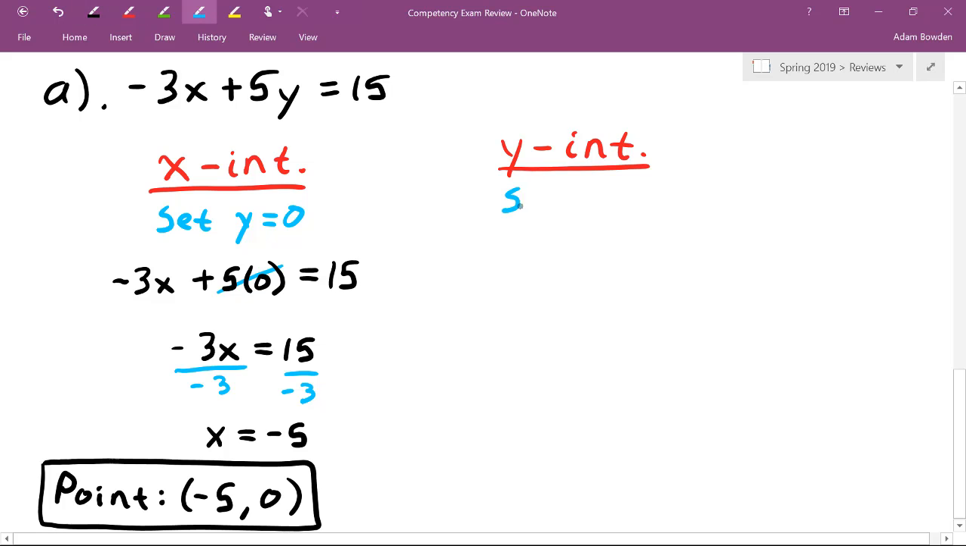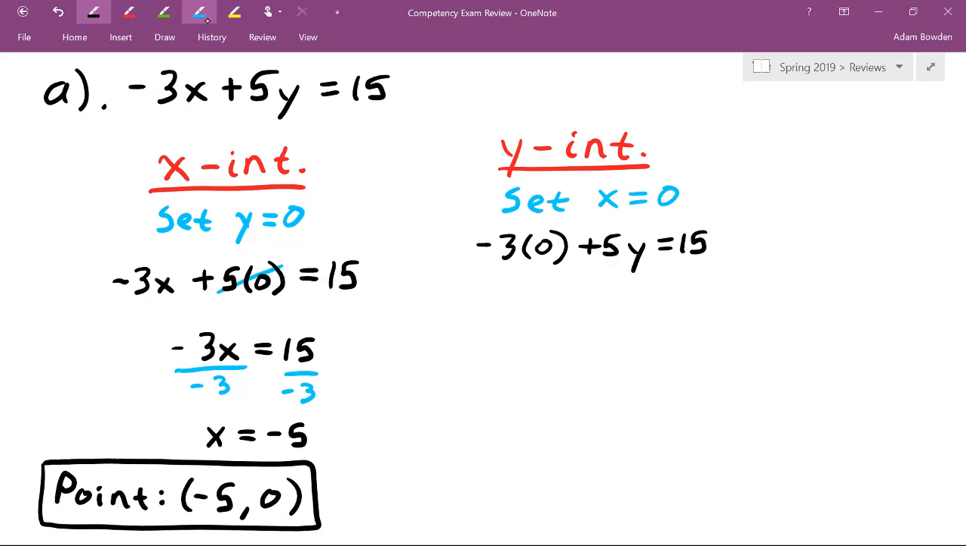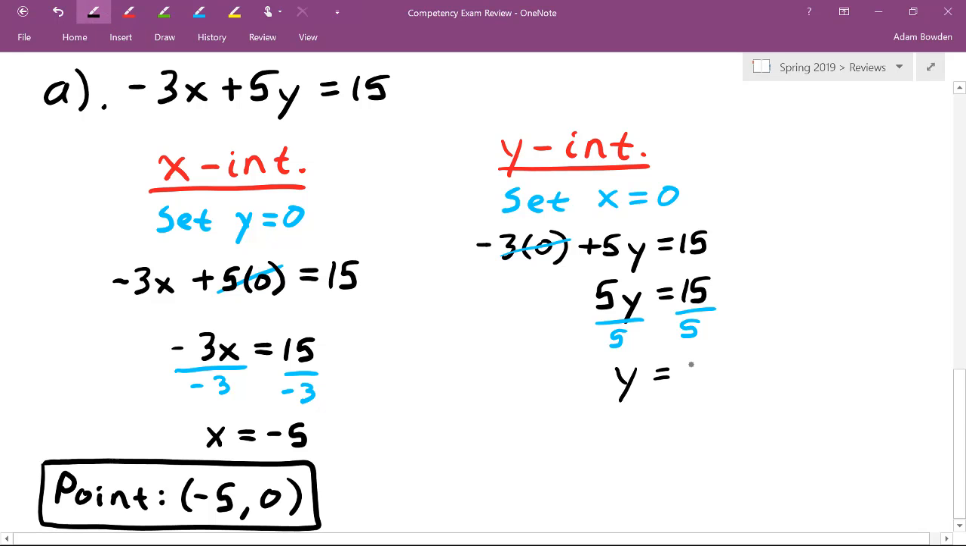To do the y-intercept, we do something very similar, except we set x equal to 0 and solve for y. So when we do that, it'll be negative 3 times 0 plus 5y equals 15. And as before, this just zeroes out that part. It goes away, and we have 5y equals 15. We divide both sides by 5, and we have here y is equal to 3. And so that gives us the coordinate, the point for the y-intercept as 0, 3.